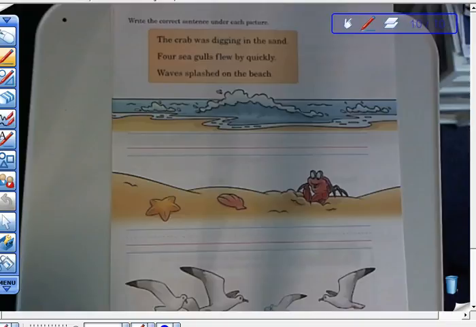Okay, number 1 on your paper, write the correct sentence under each picture. You need to look at what's happening in each one of those pictures. One of these sentences tells about this picture, one tells about this picture, and one tells about this picture. They're not up there in order. You have to figure out who goes where.